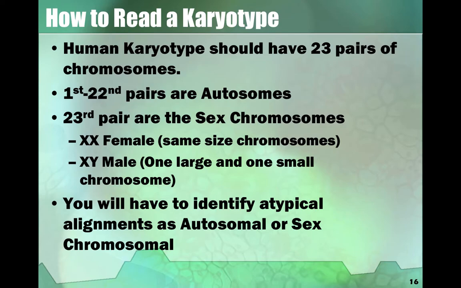Now, I wanted to go ahead and go through this. You might not really understand what I'm talking about until we get to the next slide, and I'll rehash what this stuff is. And basically, whenever you have to identify atypical alignments as autosomal or sex chromosomal, that's what you look for. You just have to know the pairing and then go from there. And you will have 5 different ones that you'll have to be able to identify.